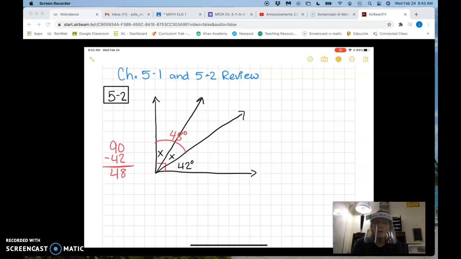So how do I find out what x is? If they tell me that these two angles are congruent, remember that little line means that they're congruent. So we'll do 48 divided by 2, which is going to equal 24. So each angle here is 24.